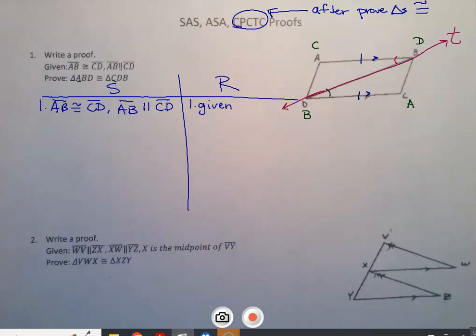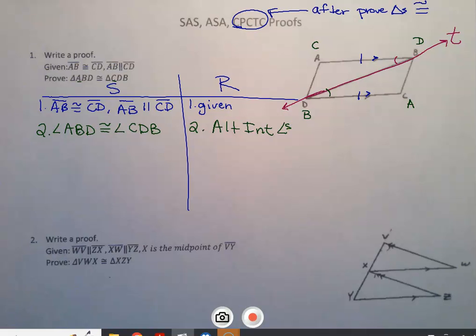Why? What's the relationship? Did you guys agree that those are alternate interior? Are they on alternate sides of the parallel line? One's on top, one's on bottom. Okay. Are they interior to the parallel lines? Right? The parallel line is here, and right here, they're inside. So yes. So perfect. Step 2 would be angle ABD is congruent to angle CDB because they are alternate interior angles. Perfect.